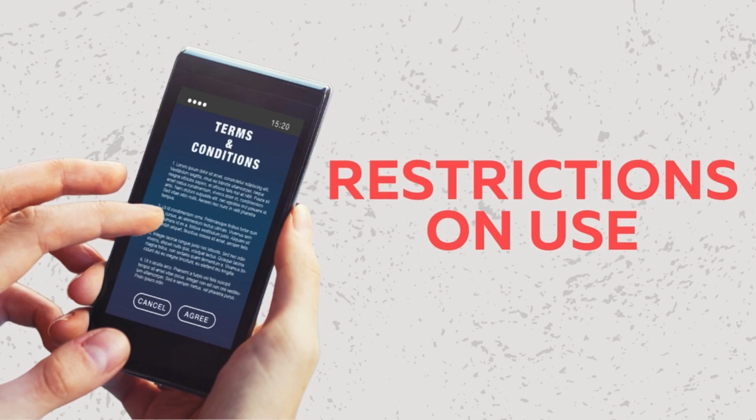Next, we have terms imposing restrictions on the use of the software. These sections will tell you what you are not allowed to do with the software. These could include things like terms which tell you that you cannot reverse engineer the software, that you cannot make copies of the software, and that you cannot use the software to make derivative works.